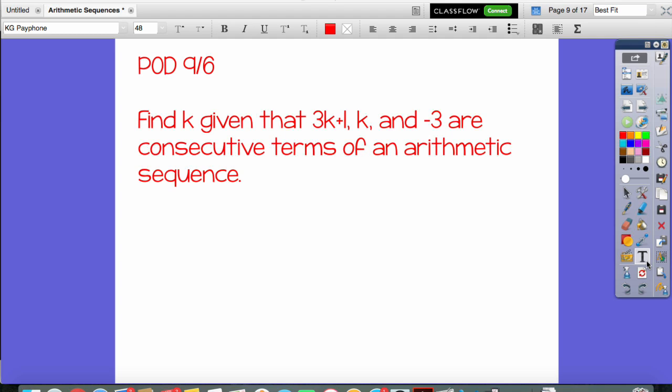Guys, so we are back to our lesson on arithmetic sequences and series. This is your pod for today, so go ahead and get this pod down. Pause this video to make sure you try it yourself. And then when you're ready to check the answer, press play. I really do want you to actually try this on your own, and then when you're ready to see the answer, press play.